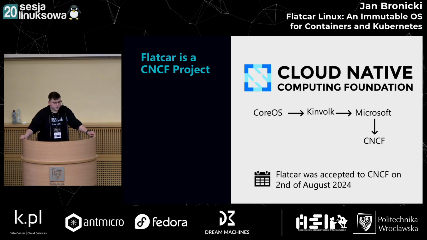Flatcar was initially forked from an OS named CoreOS. It was also a container-optimized immutable distribution that was initially based on Chromium OS, and even before that on Gentoo. Then CoreOS, that Flatcar fork, was created. It was mainly developed and operated by a company called Kinvolk. It was a German company specializing in cloud, open source, and consulting. Later, Kinvolk was acquired by Microsoft, and after that, Microsoft gave away Flatcar to CNCF.